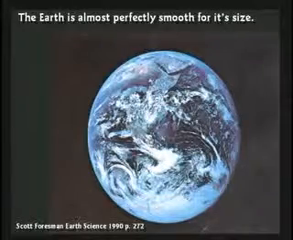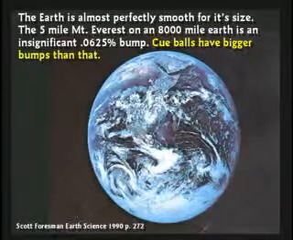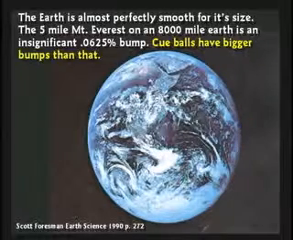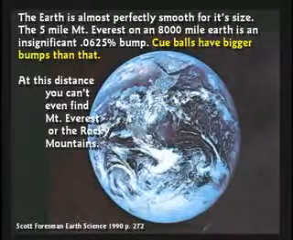The earth today is almost perfectly smooth for its size. The biggest mountain we know of is Mount Everest, 5 miles tall. Well, on an 8,000-mile earth, that's 0.0625%. Cue balls have bumps bigger than that. If you shrank the earth down to the size of a cue ball, it would be smoother and rounder than the cue ball. Even though Earth has these giant mountains, they're insignificant compared to the size of the Earth. At this distance, you can't even find Mount Everest or the Rocky Mountains.